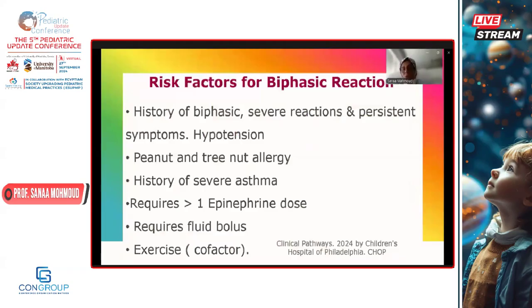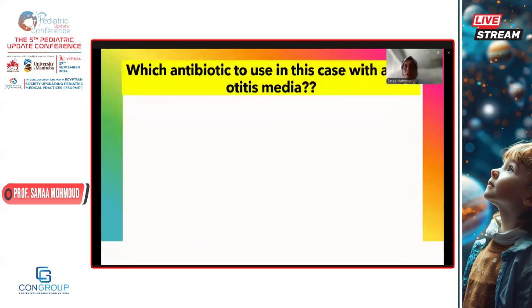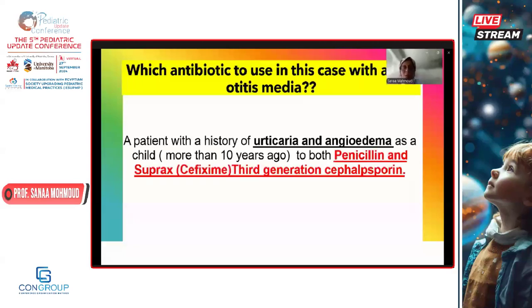الريسك فاكتورز للباي فيزيك رياكشن العيان عنده في كتير ريسك فاكتورز. تعالوا نشوف بقى إن أبلاي الكلام ده. الانتي بايوتكس تدوا تحبوا حضراتكم إيه انتي بايوتك للعيانة دي عندها أوتايتس ميديا؟ العيانة دي عندها هيستوري أوف أرتكاريا وأنجيوديما. أنجيوديما تخوفني، معناها شوية كومبرومايز في الإير واي. يبقى دي ما كانتش بس أنافيلاكسس، لكن سيفير أليرجيك رياكشن وموست لايكلي IgE ميديتد. بس الكلام ده 10 سنين حصل للبنسلين وحصل للسوبراكس. احنا بنستخدم سوبراكس كتير حتى في الأوتايتس ميديا which I don't recommend.